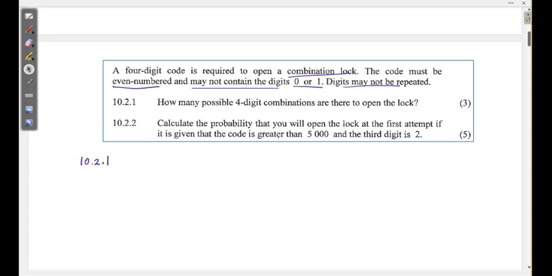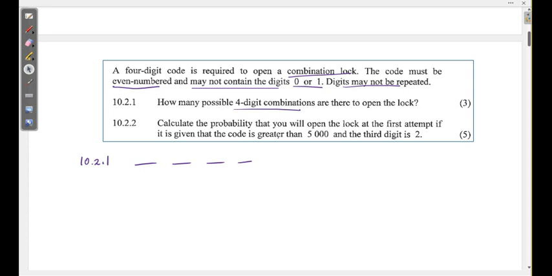10.2.1. How many possible 4-digit combinations are there to open the lock? Hey, very nice stuff, good people. The 4-digit code, ne? So we say already how many spaces? We're going to have 4 spaces. Then now, from those 4 spaces, right?